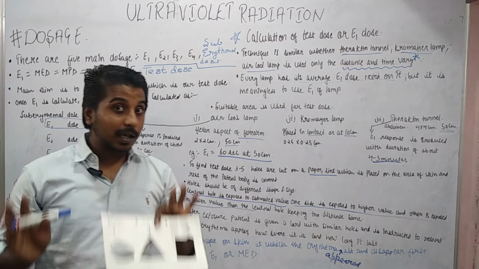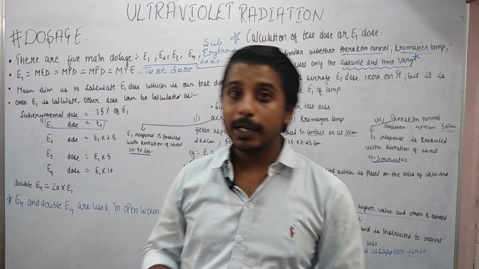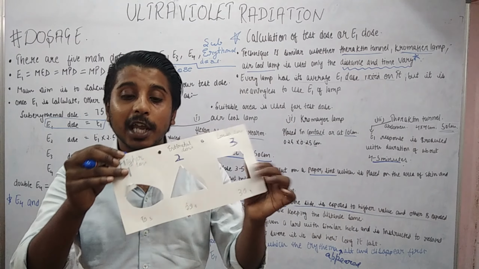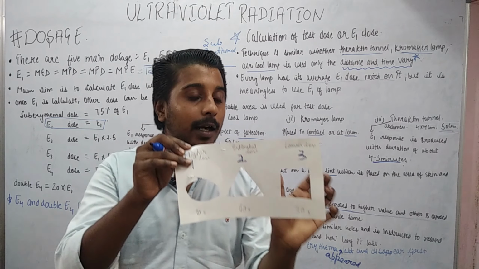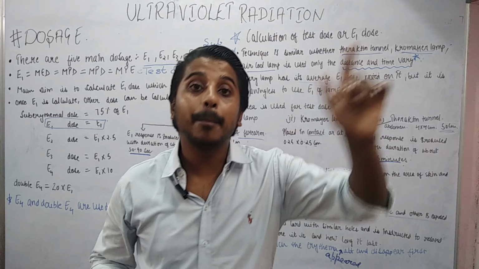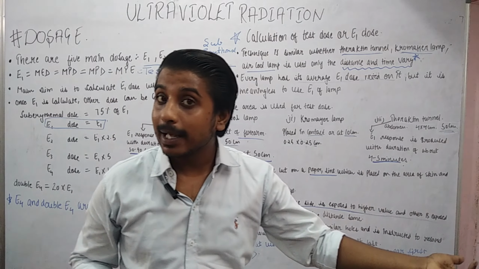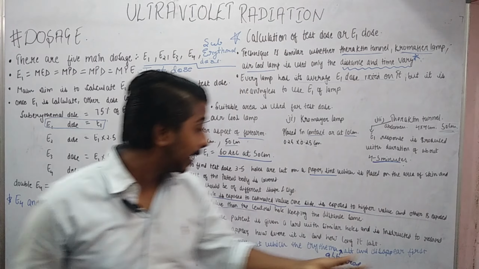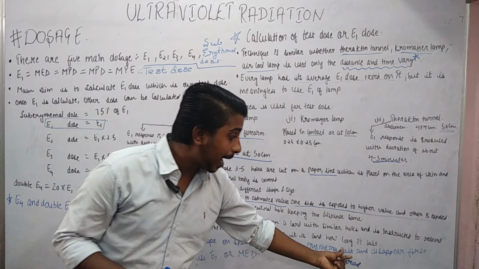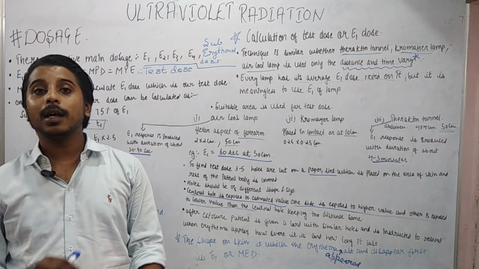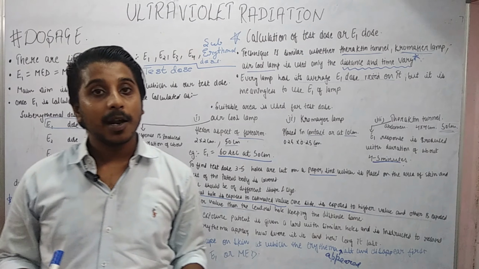So when the patient comes the next day, you will ask him or her at which of the following shapes, either oval, triangle or square, the erythema or redness appeared, because he will be a layman. The erythema that appears last and disappears first will be our minimal erythemal dose.